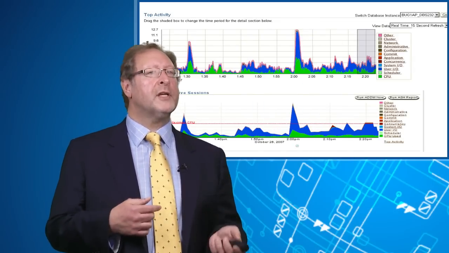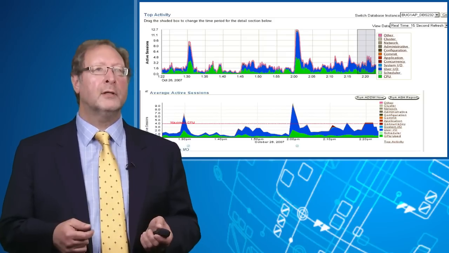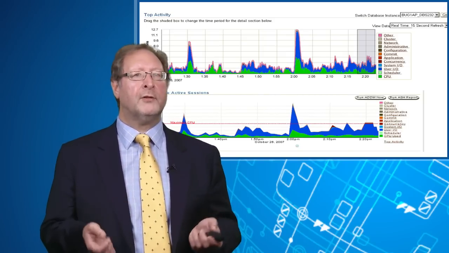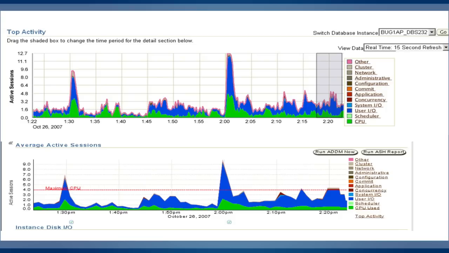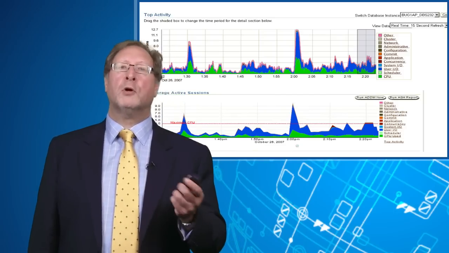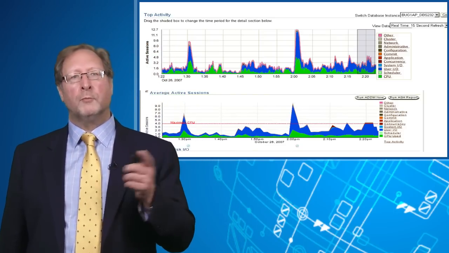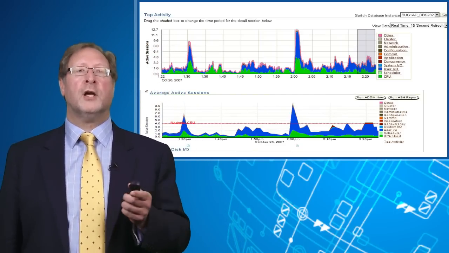So ASH is very different in that it's sampled rather than accounted. So how does it compare to the accounted information? What we have here is the top graph shows information from the top activity screen, which is entirely sourced from ASH data. The lower graph shows information from the perf page, which is sourced from Sysmetric, which is accounted information. And you can see how closely these two completely separate sources of information tie up.